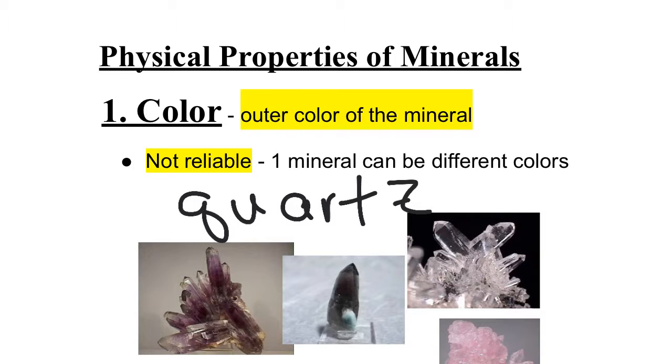So we say that color is not a reliable physical property of minerals, even though it's one of the very obvious ones that you can use to tell what a mineral is. You can have one mineral like quartz have many different colors. You can also have a lot of minerals be the same color. For example, this one right here is a clear version of quartz, but there are a lot of minerals that have that clear color. We just saw muscovite, which has a clear whitish color. And so color is not a very reliable property.